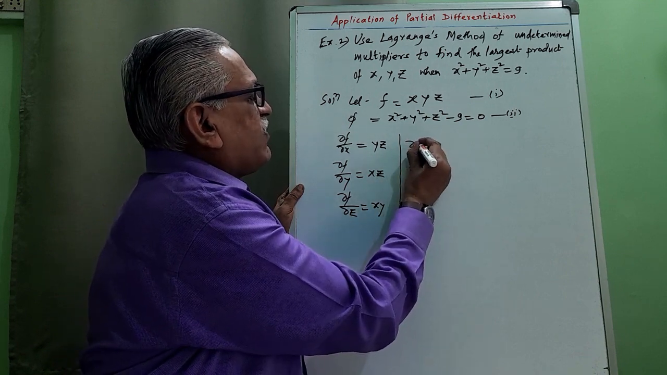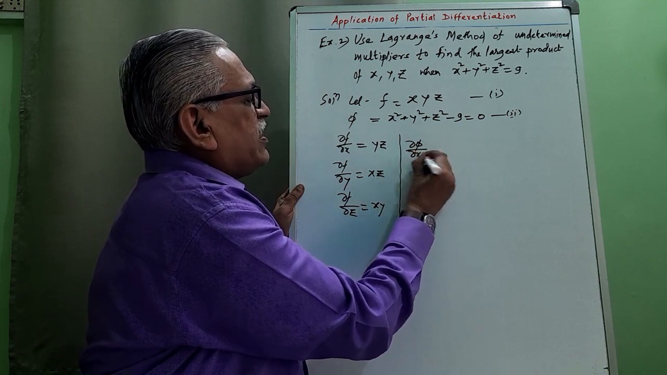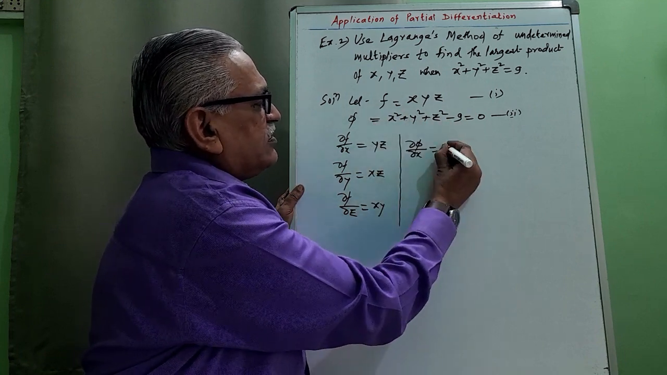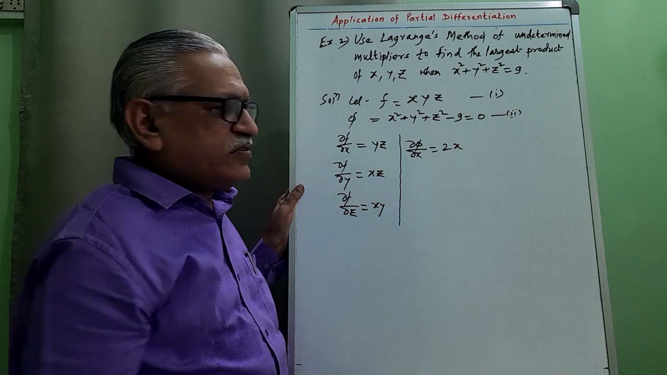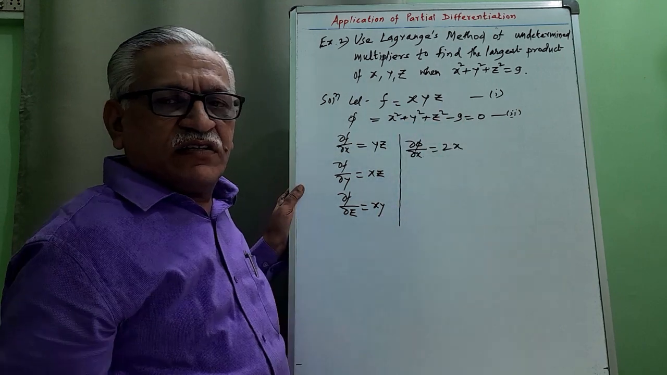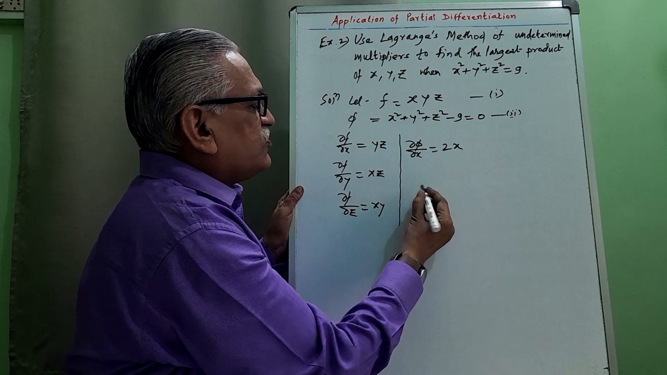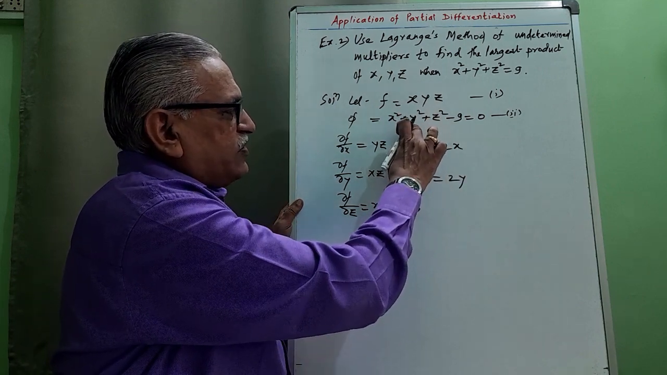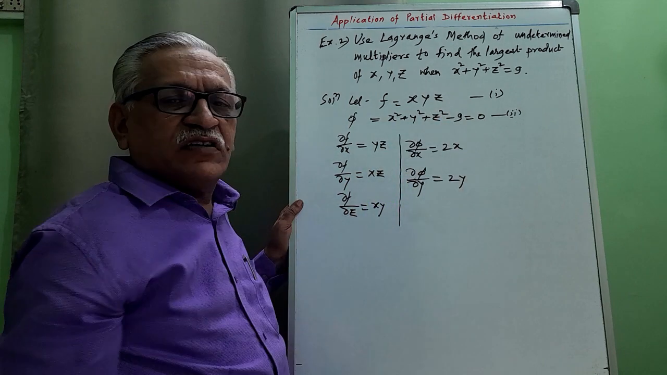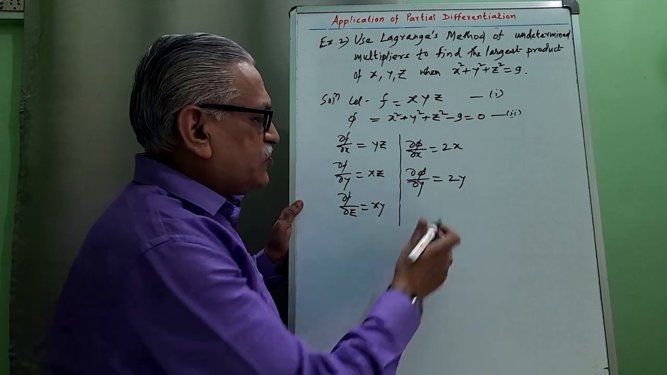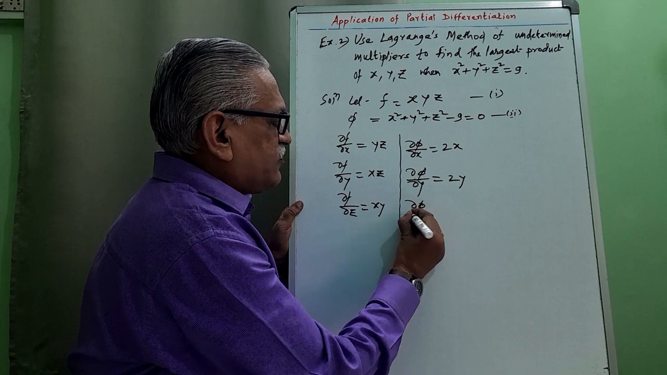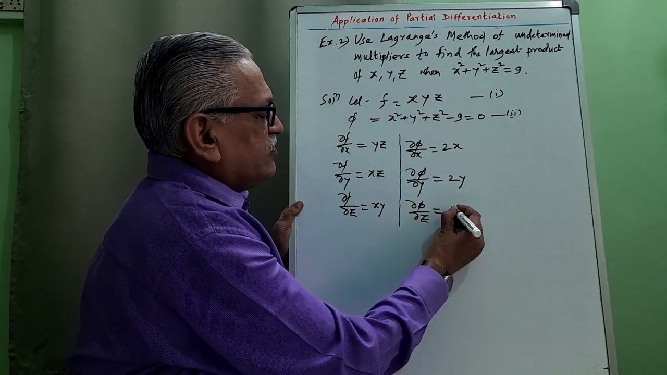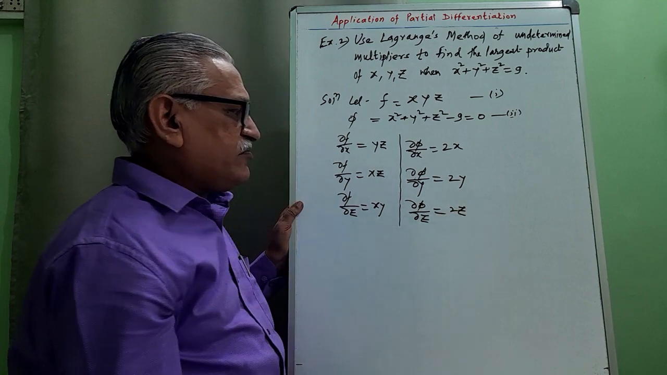Then we differentiate phi with respect to x, keeping y and z constant. Differentiation of x square is 2x, and all other terms are constant terms, derivative 0. With respect to y, we get the derivative of y square as 2y, and the remaining terms are constants, derivative 0. Then differentiating phi with respect to z, keeping x and y constant, we get 2z.